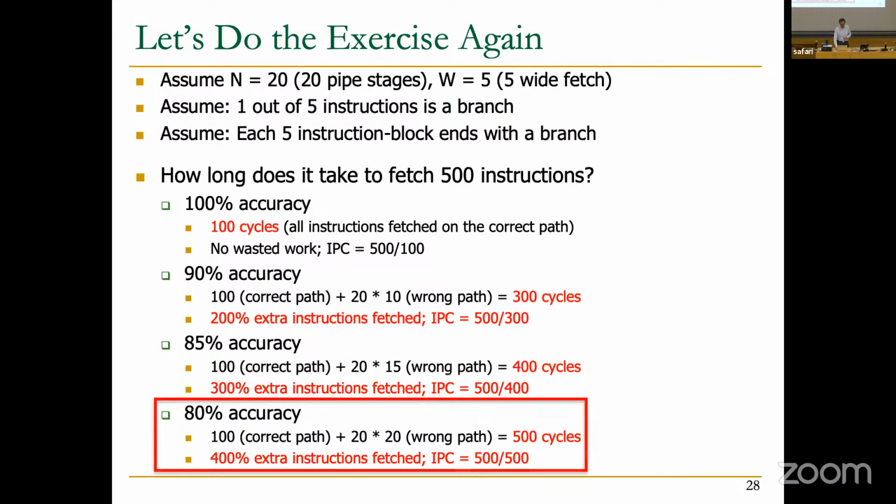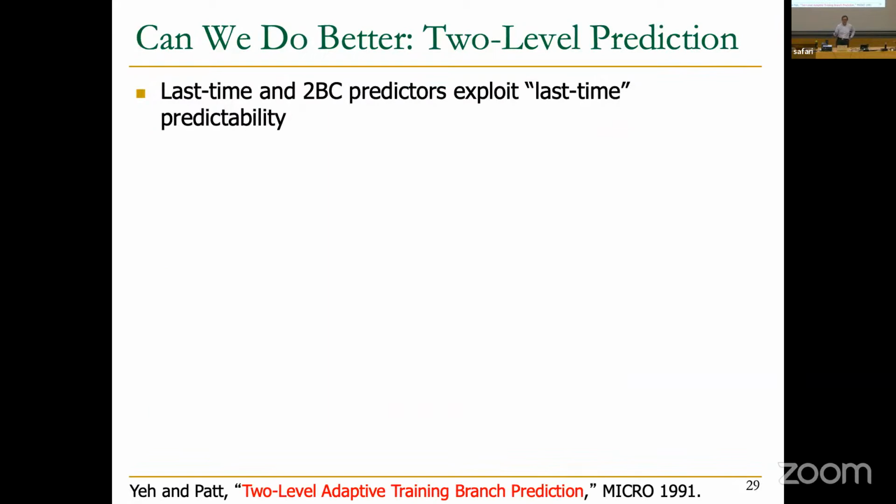So I give you this picture that I kind of showed last time. With 80% accuracy, you fetch 400% extra instructions with these assumptions, and your IPC is 1 as opposed to 5, which is ideal. Okay, you say 85%, still not good. You say 90%, still not good, basically. It's not good enough. So the question is, can we do better? And this is what people have been asking in branch prediction and everything else we've been covering in this course. So we're going to do better.